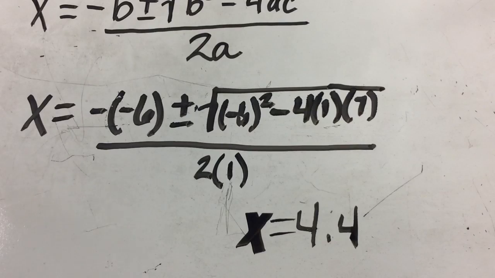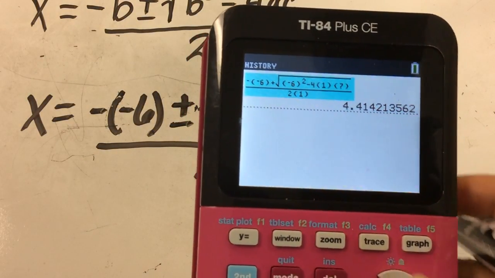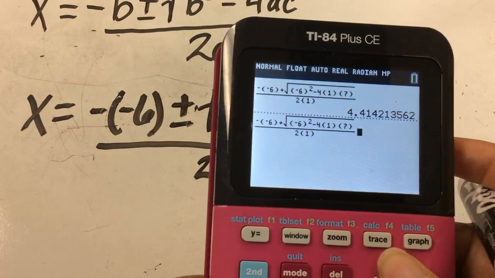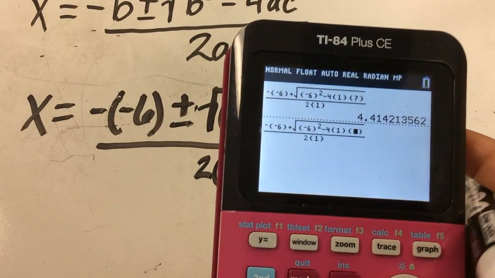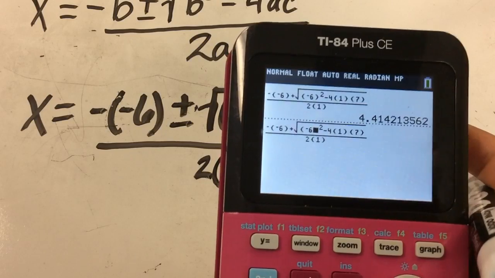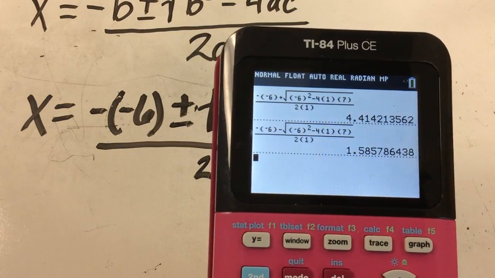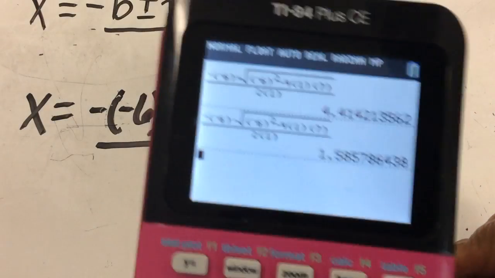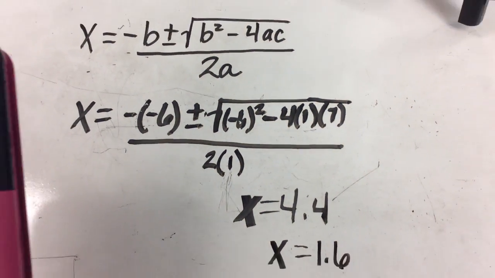Now we're going to change that. We're going to scroll up, grab it, hit enter, and we're going to scroll over and change that plus sign to a minus sign. Hit enter, and x also equals, I'm sorry, around 1.6.